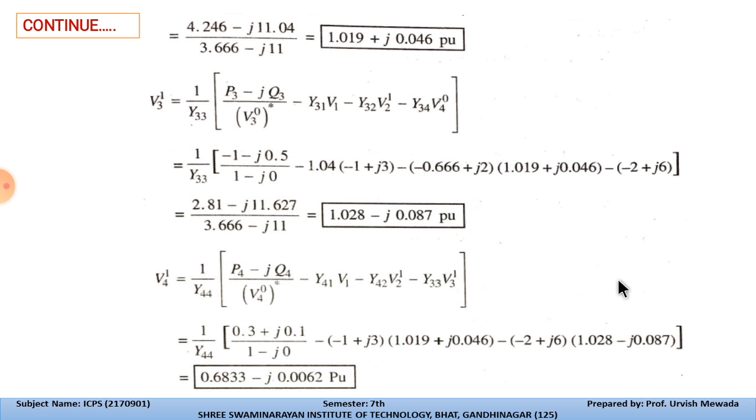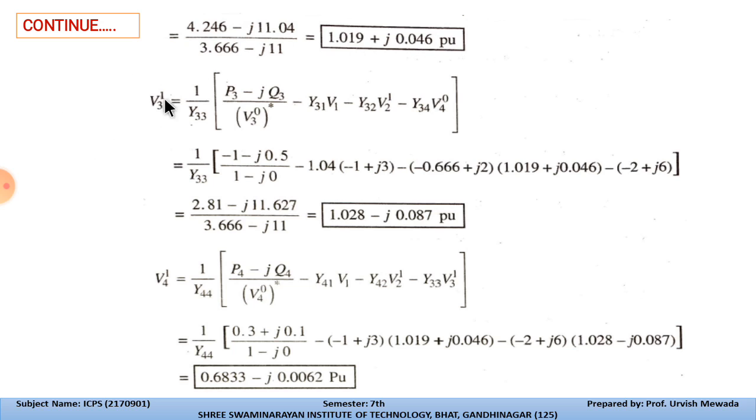So the v2 dash will become 1.019 plus j 0.046 after solving the above, means after putting the values in the equation. We have the value of v2 dash is 1.019 plus j 0.046 pu. Now from that we can calculate the next consecutive iterations.